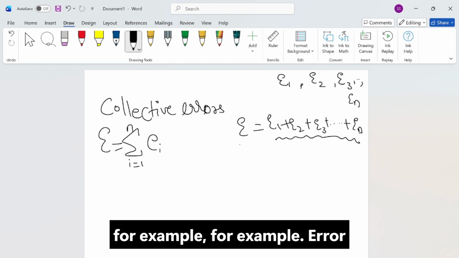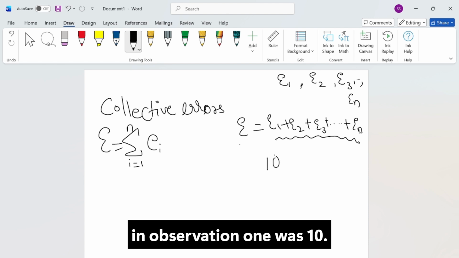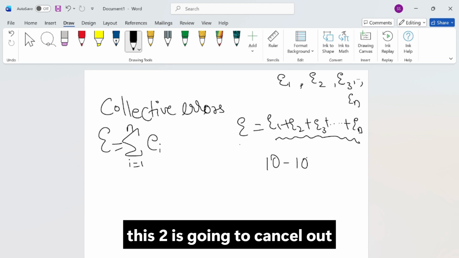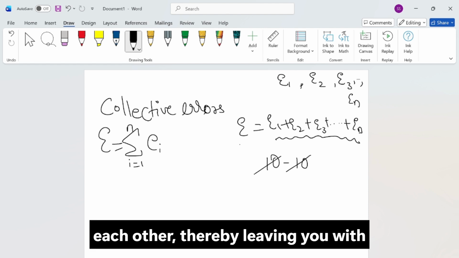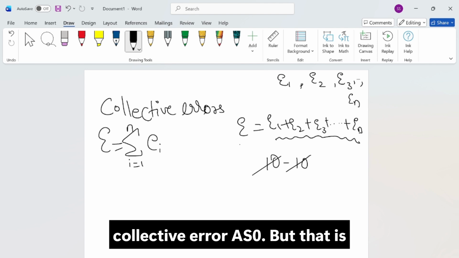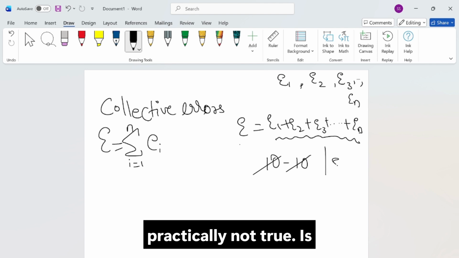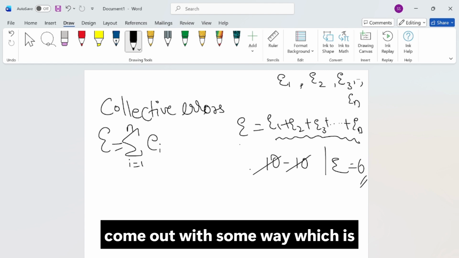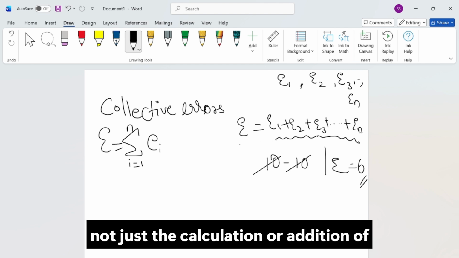For example, error in observation 1 was 10, but error in observation number 2 is minus 10. Now these two are going to cancel out each other, thereby leaving you with collective error as 0. But that is practically not true. Is that okay? Fine. So we have to come out with some way which is not just the calculation or addition of these errors as a collective error.